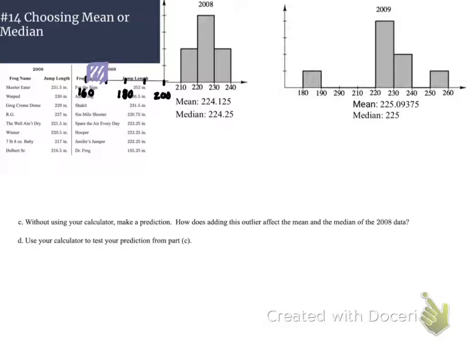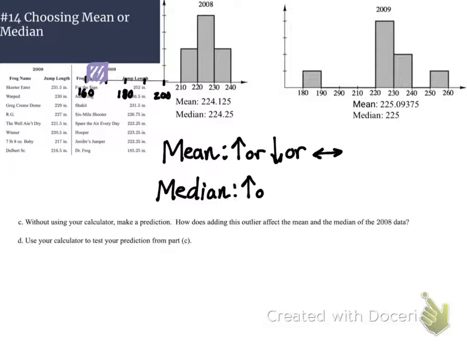Okay, part C says this. Without using your calculator, make a prediction. How does adding this outlier affect the mean and the median of the 2008 data? So you first have to make a guess or a conjecture. What do you think is going to happen to the mean? Do you think it's going to go up, down, or stay about the same? Also, what do you think will happen to the median? Do you think it's going to go up, down, or stay about the same? Make a prediction right now. Pause it. Otherwise, we will continue on to D.